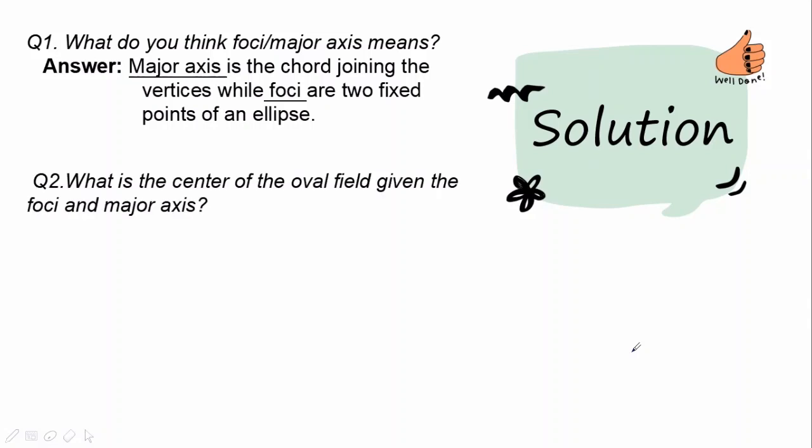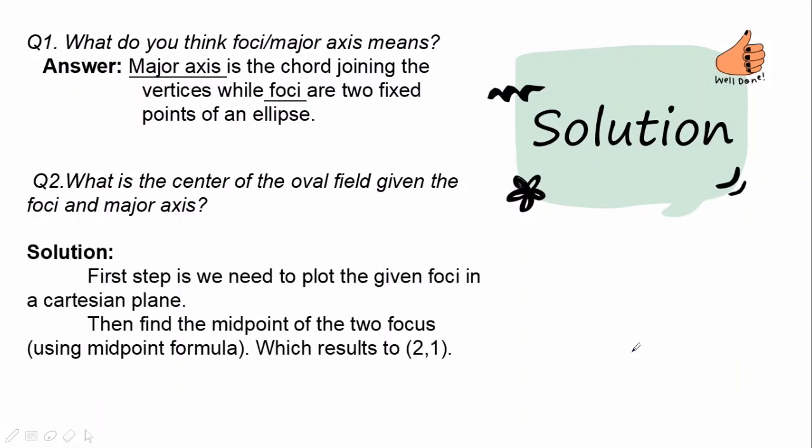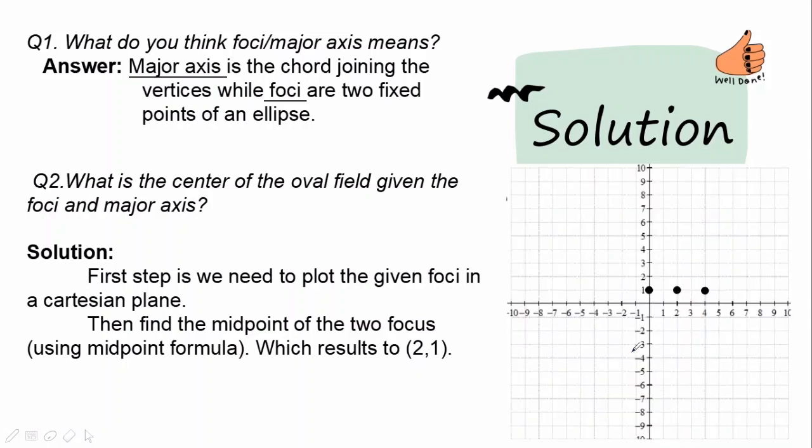Let's have question number 2. What is the center of the oval field given the foci and major axis? First, we need to plot, and we already plotted that one. We will find the midpoint of the two foci. When we say midpoint, that's the middle of the two foci. We can easily locate it once we plot our foci. So the middle is this one. This is our center.